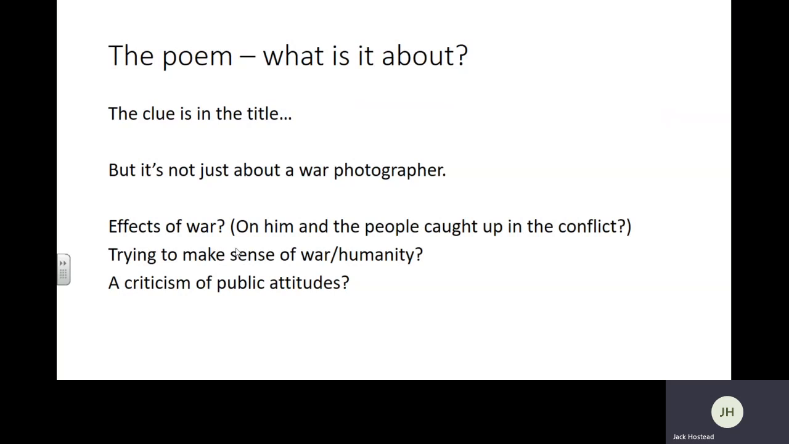And could it also be a criticism of the public attitude? Yeah, we saw in the bottom line, it says that they do not care. So again, that's something we'll explore. So we do this with all the poems. There's not just one meaning, there's not just one interpretation. It's just how you respond to the poem and what it does for you.